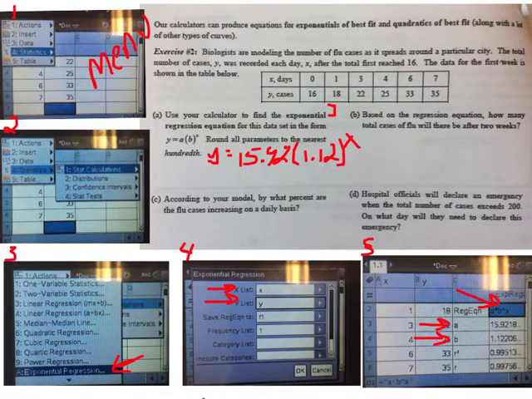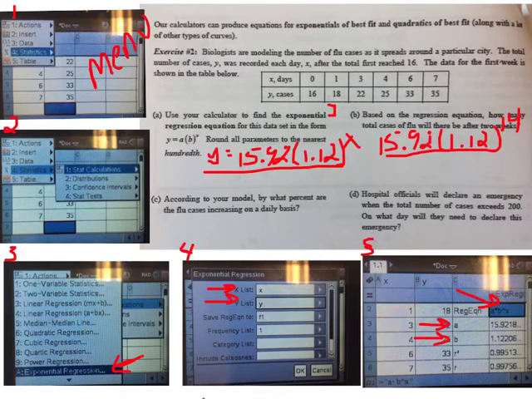B, based on the regression equation, how many total cases of flu will there be after 2 weeks? Well, we should know that 2 weeks is 14 days, so all we have to do is type in 15.92 times 1.12 raised to the 14th power. You could also type in this equation into my calculator, leaving my X. You can type in that original and go to my table and go to get 14, and gives you your answer as well.